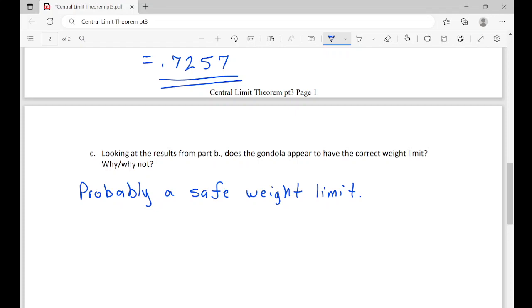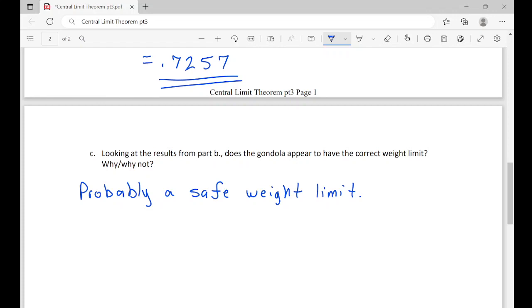It's probably fine. Could it be more, but that's not really too worrisome. The worrisome part is the fact that you can exceed 2,000 pounds when you get 12 adults on there, 12 adult men, by a very high probability.